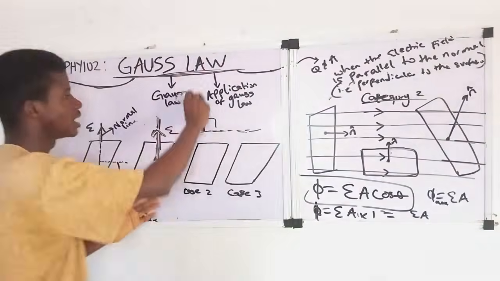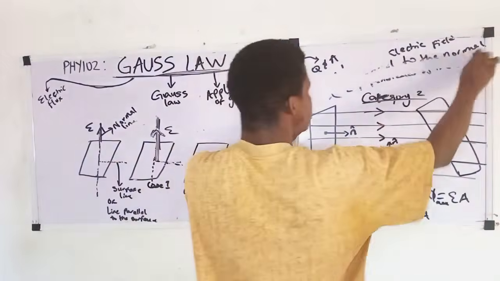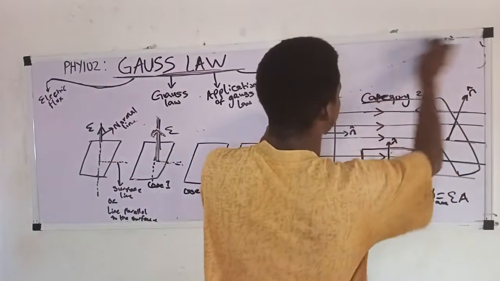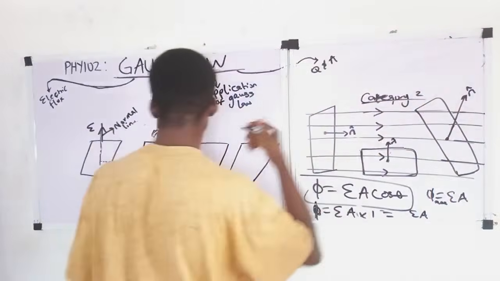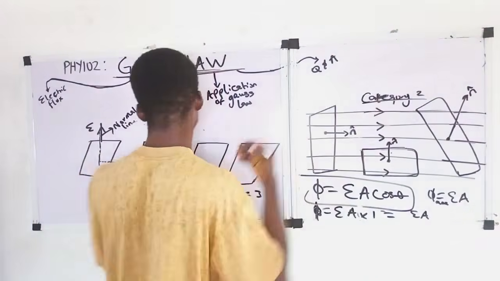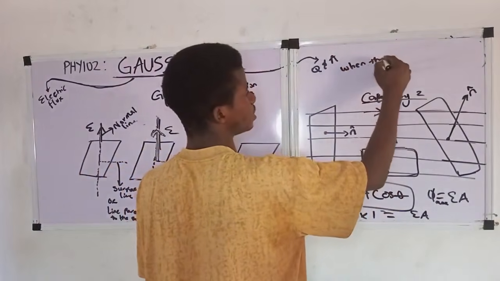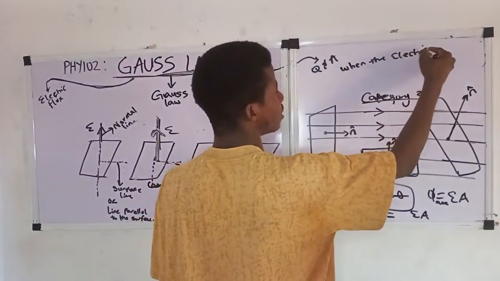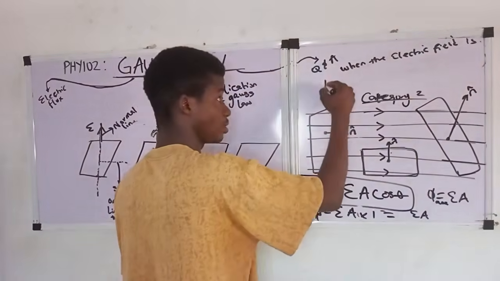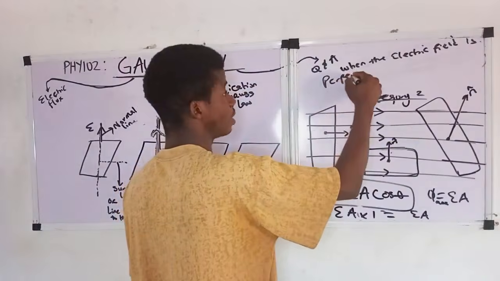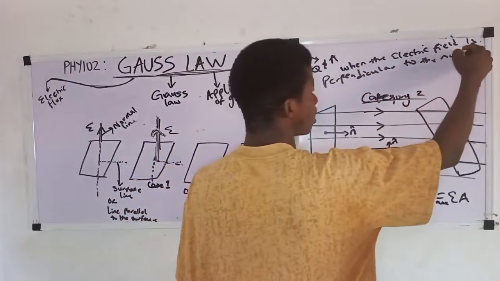Okay, now let's move to the next case, case two. Let me clean this part. Now under case two, this is the opposite of the first one. When the electric field is perpendicular to the normal line, to the normal.